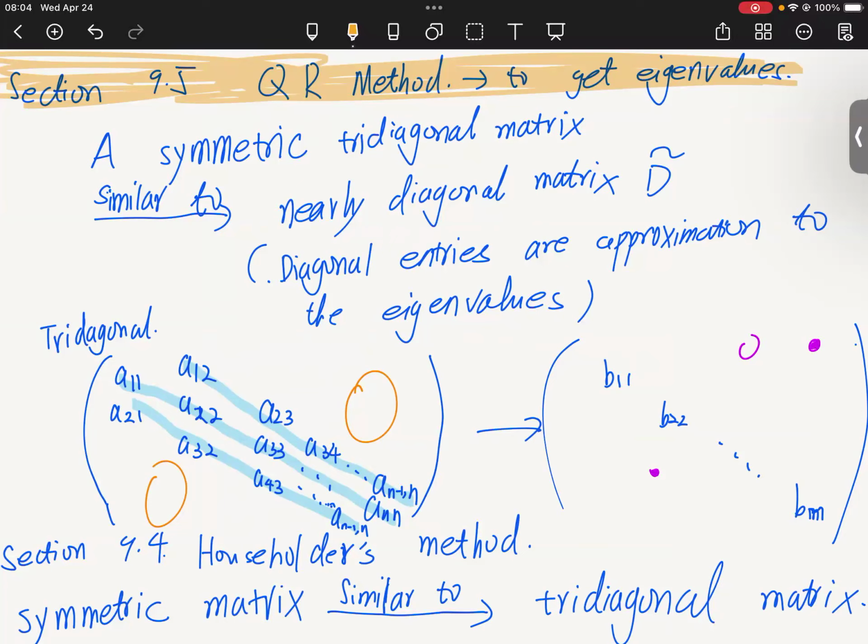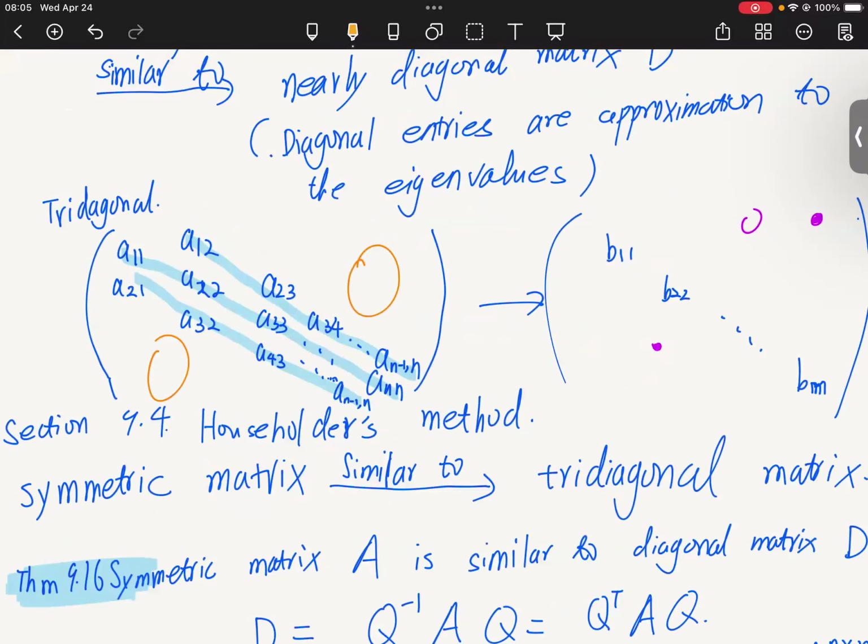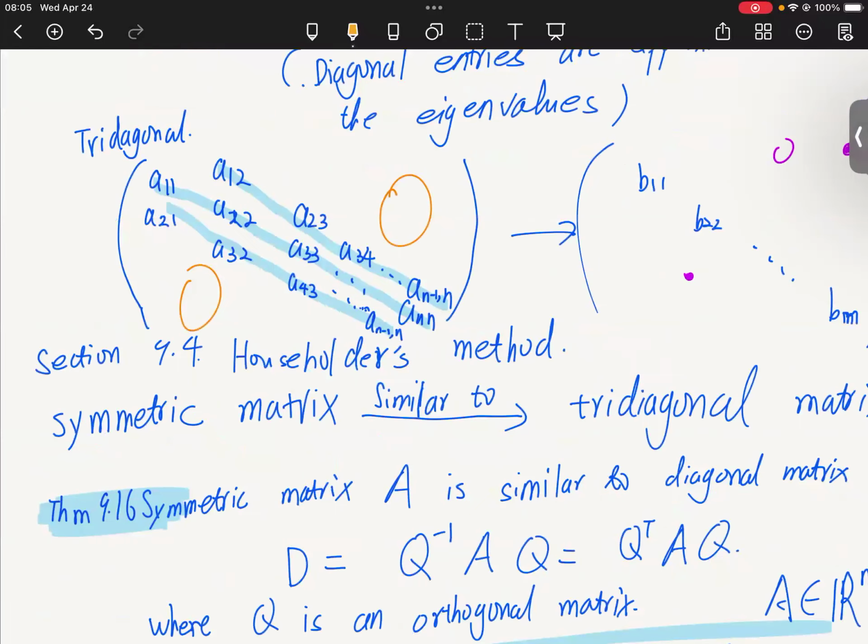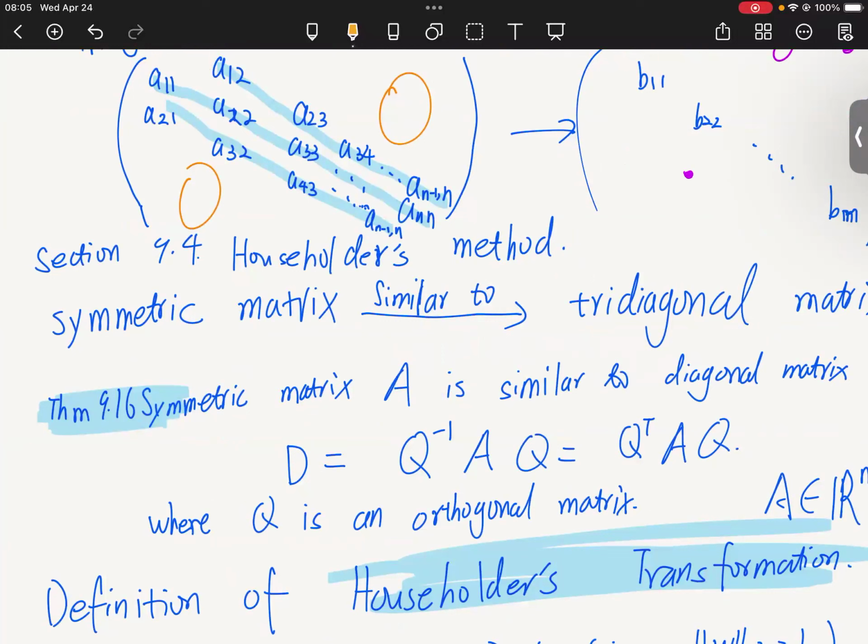And we want to transform it into a nearly diagonal one, but nearly means that we still have a few entries that are not 0 and not on the diagonal. This is session 9.5, and I don't think we have enough time to cover it in this class. We will finish the householder one, which gives an algorithm to transform the symmetric matrix to the tridiagonal matrix.